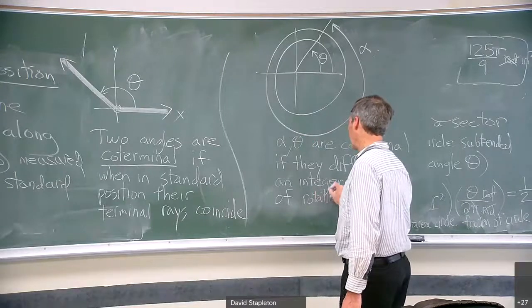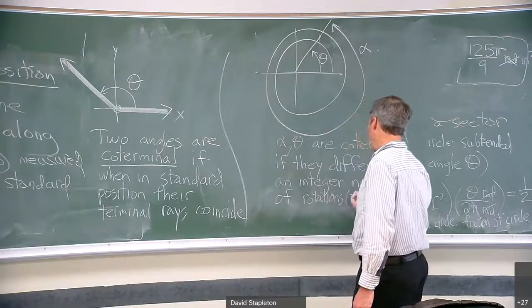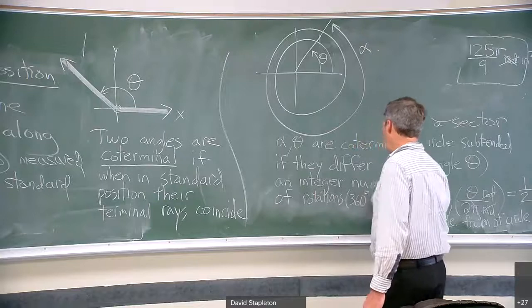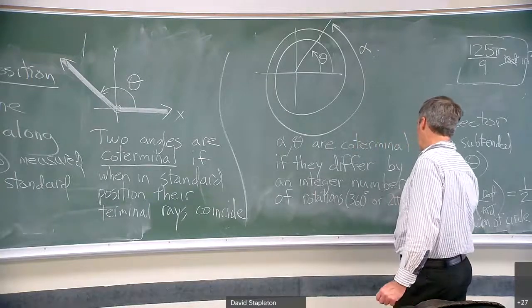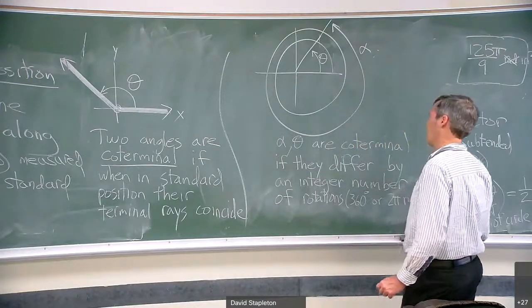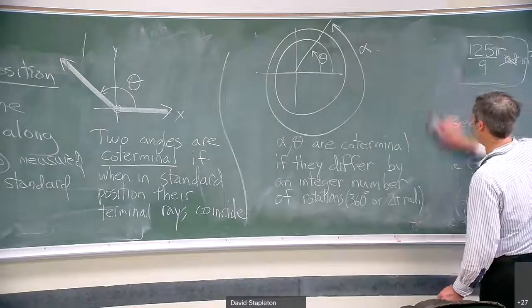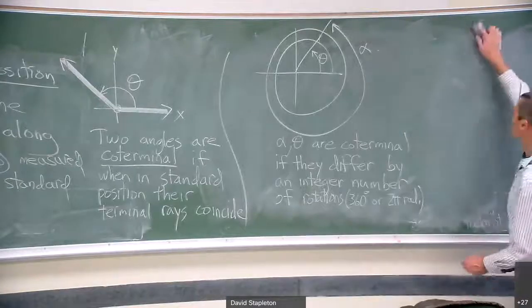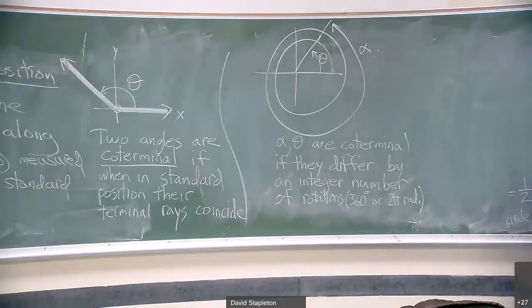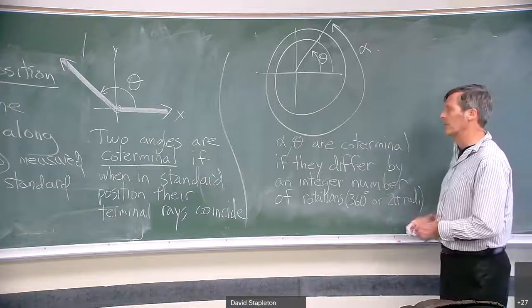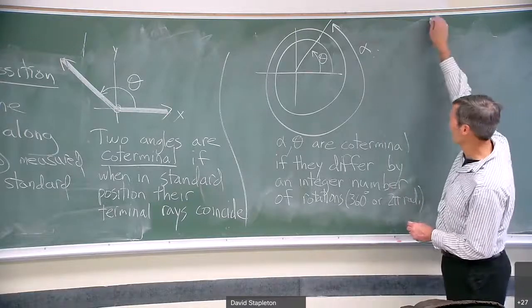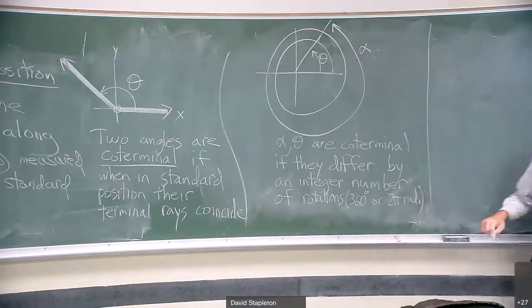Which means 360 degrees or 2 pi radians. If there's an integer multiple of those, then they're coterminal. And it turns out these are very important concepts because when we do what's called trigonometric functions, they'll have the same value for angles that are coterminal. So that's a very important thing that's going to come up. Let's see.